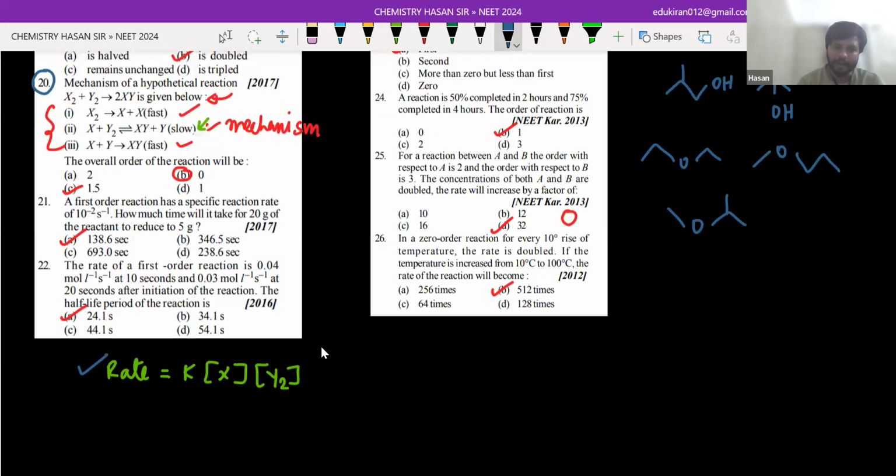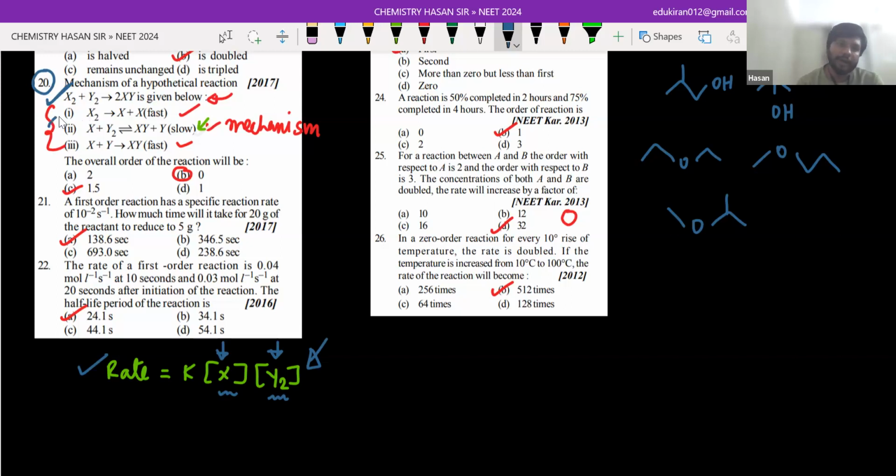Now you will look at this and also look at the main reaction. In the main reaction, you can see the reactant is x2 plus y2. And in your rate, you are getting x and y2. That means in this rate, you should have the reactant only. You have y2, that is okay, but x you have, which should not be here. The rate should be in terms of the reactants of the main reaction.